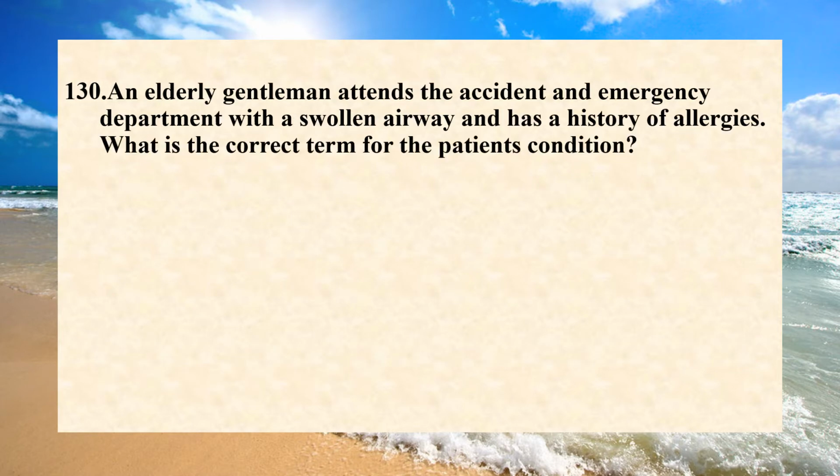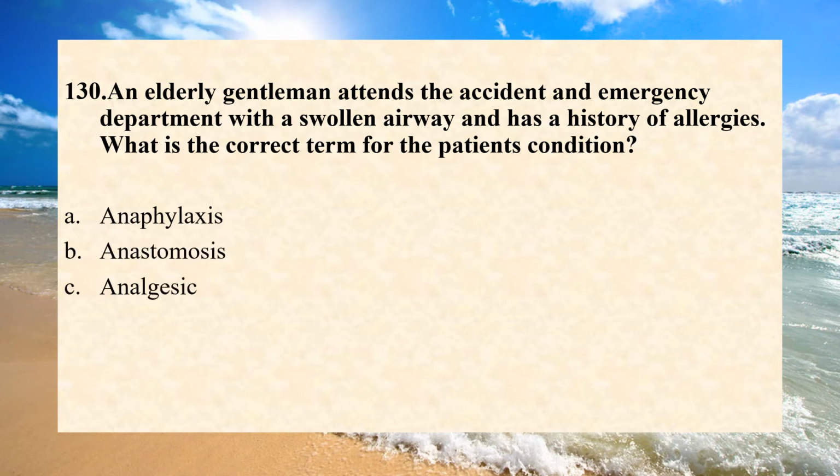An elderly gentleman attends the accident and emergency department with a swollen airway and has a history of allergies. What is the correct term for the patient condition? Option A is anaphylaxis. Option B is anastomosis. Option C is analgesic. Option D, anesthetic. Correct answer is A, anaphylaxis.